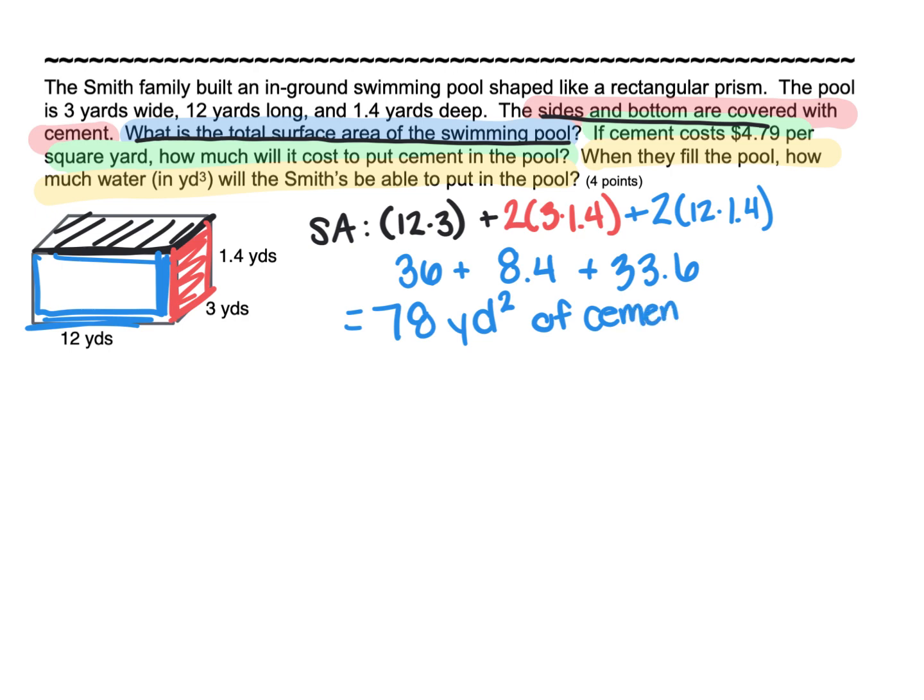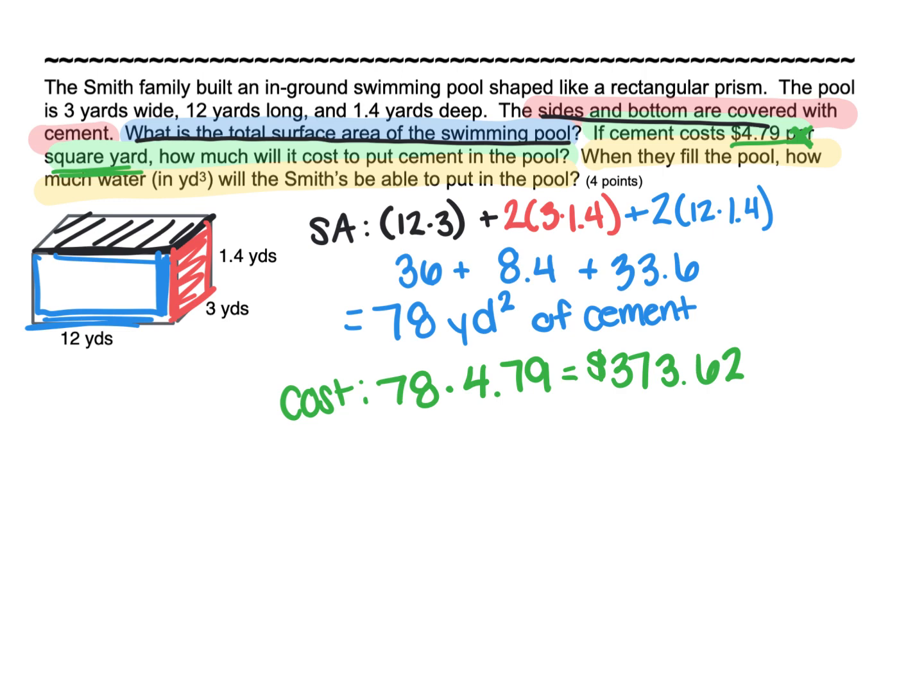That's our surface area. Our next question asks us, if cement costs $4.79 per square yard, how much will it cost? So for our cost, that rate that we're using, $4.79 per square yard, means $4.79 times the number of square yards. So we've got 78 square yards times $4.79. We're always multiplying when we've got a unit rate for that. So $4.79 times 78 square yards gives us a total of $373.62.